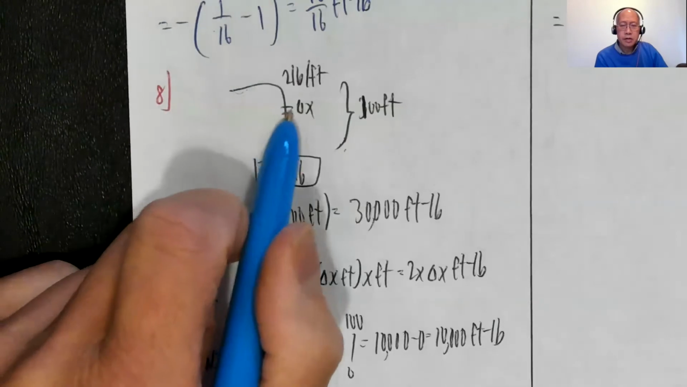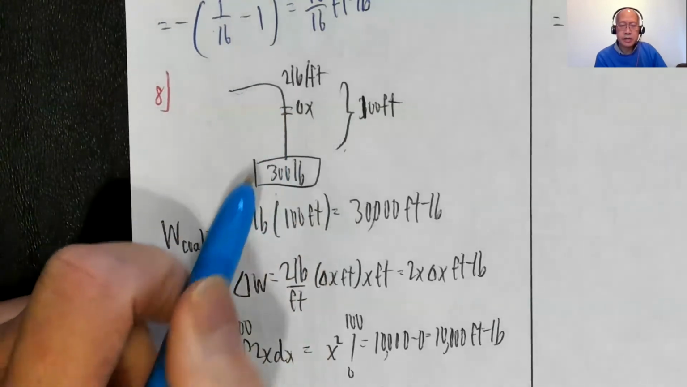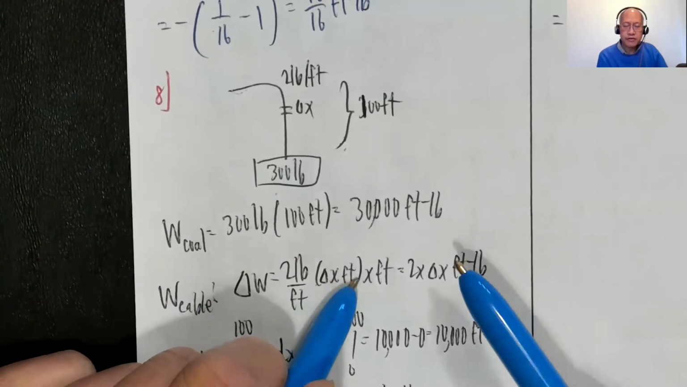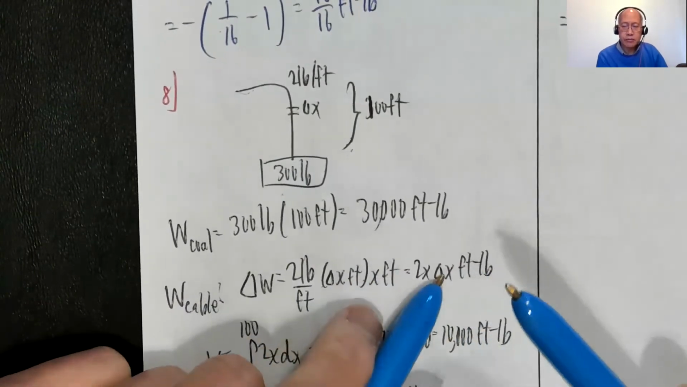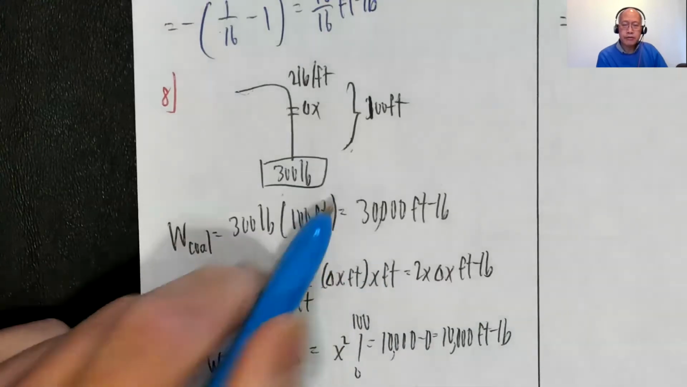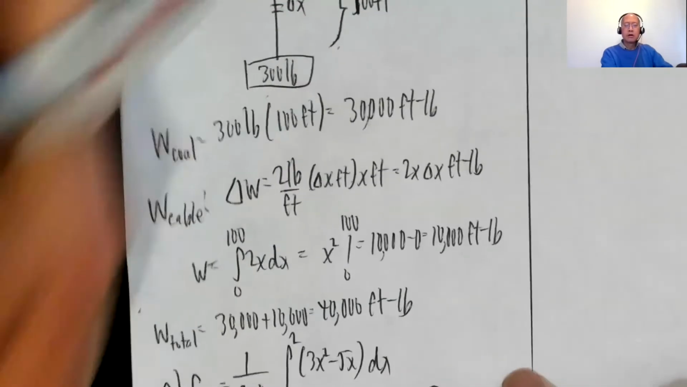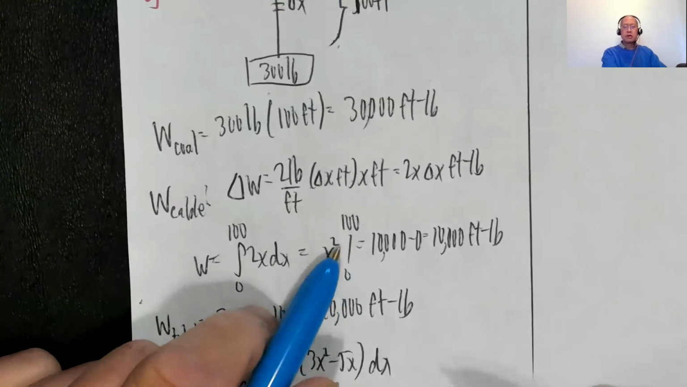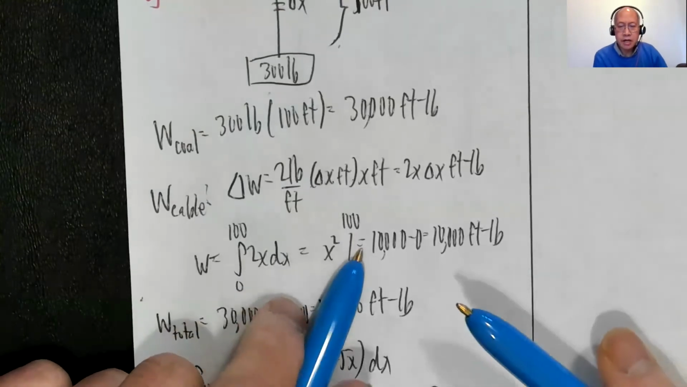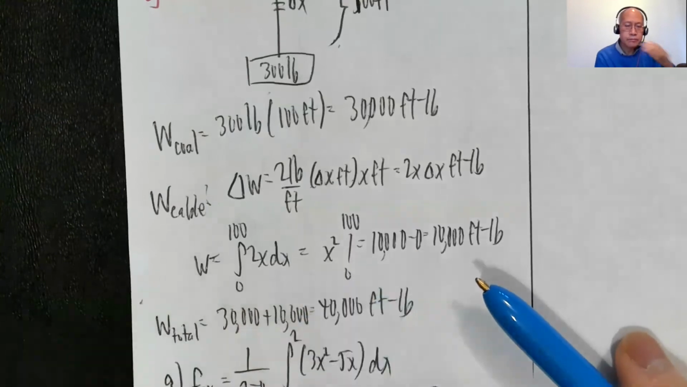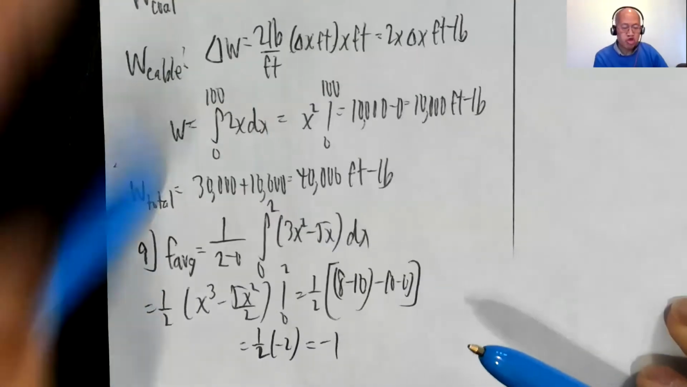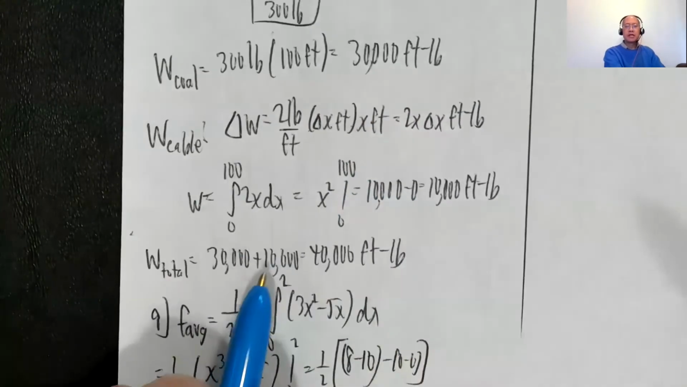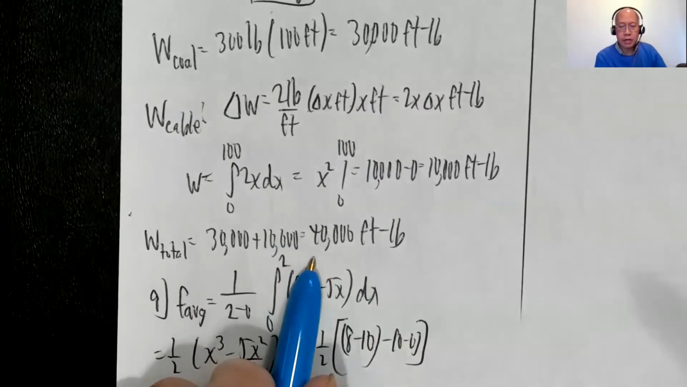Work for the cable, tiny little slice, delta x. So 2 pounds per foot times delta x feet times x feet, 2x delta x foot-pounds. Integrate from 0 to 100 of 2x dx, which is x squared from 0 to 100. Plug in 0, you get 0. Plug in 100, you get 10,000 foot-pounds. So total work is 30,000 for the coal plus 10,000 for the cable, 40,000 foot-pounds.